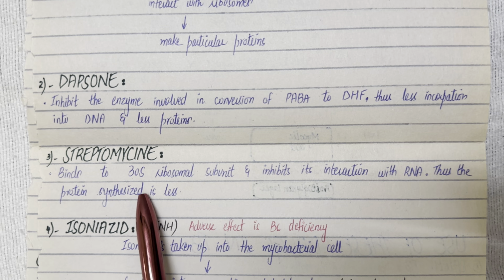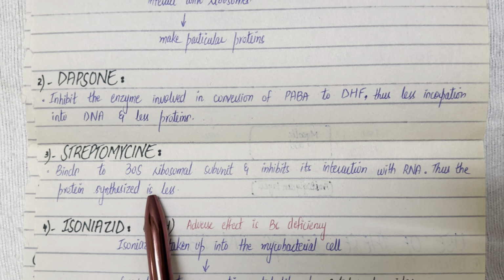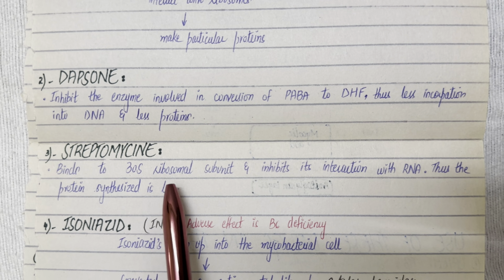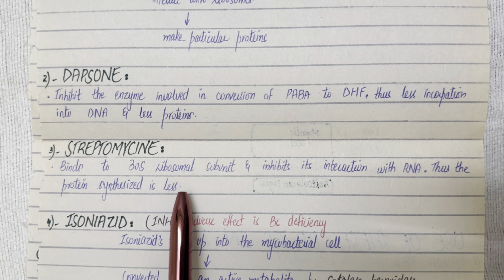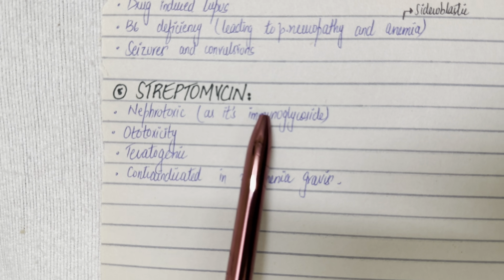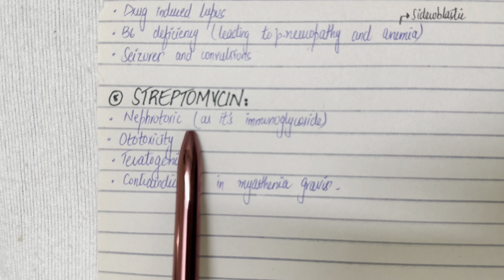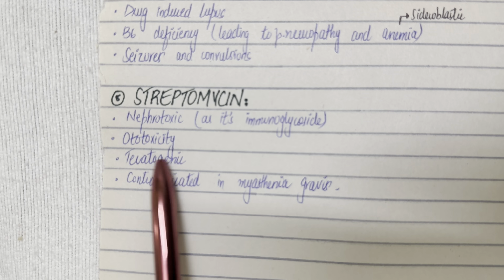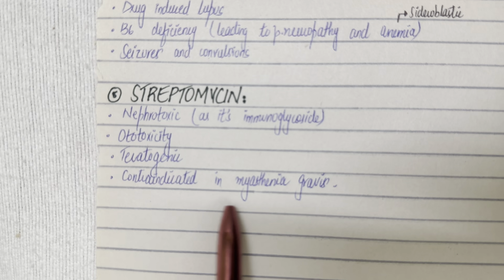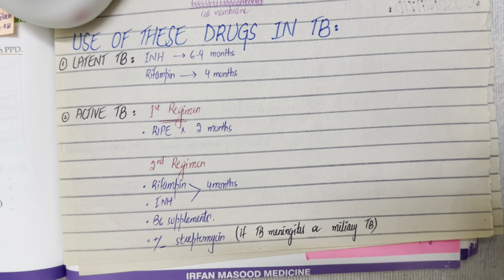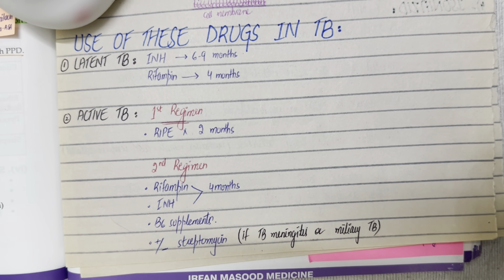The next drug is streptomycin. The mechanism of action is that it binds to the 30S ribosomal subunit and inhibits the interaction with RNA. Thus, the proteins synthesized are fewer. The adverse effects of streptomycin are that it is nephrotoxic, ototoxic, and teratogenic, and one of its contraindications is the disease myasthenia gravis. All of these drugs are used in a proper regimen.